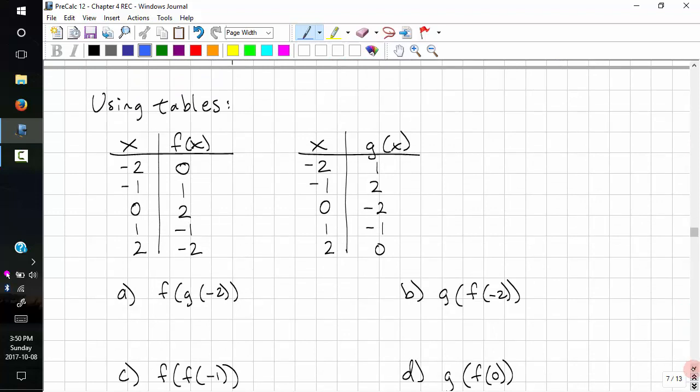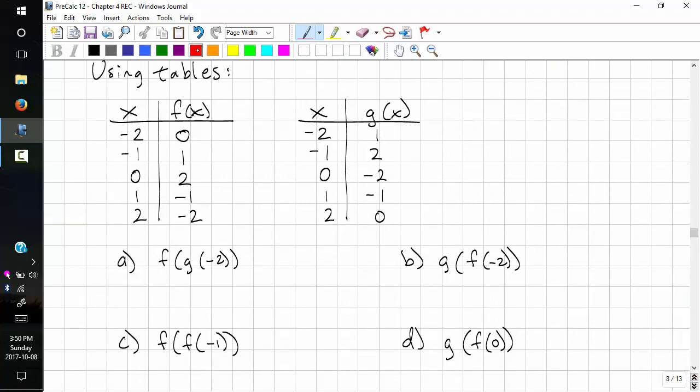Finally, we can use tables. Again, we do the inside first. g of negative 2 equals, so we have to use the right table. This is g, and our input is negative 2, and our output's 1. Next, we do f of 1. We need to use this table, and 1 is here, and our answer is negative 1.